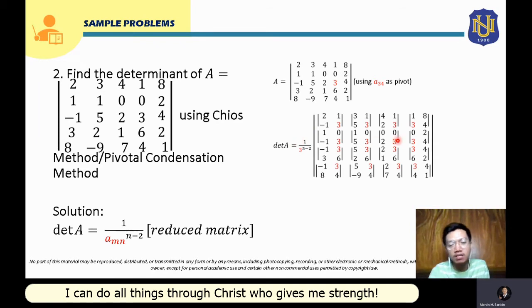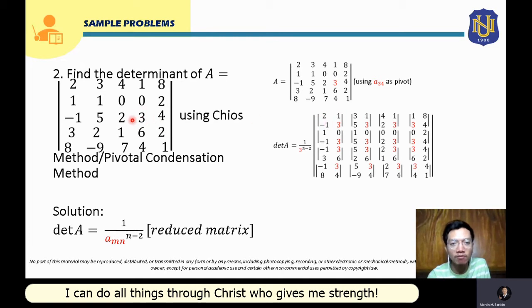Now for our reduced matrix. Again, it will be formed by determining the determinants of these 2 by 2 matrices, following the pattern that I mentioned from the previous example. In this case, our pivot is 3, this element. This element will be included in all of these 2 by 2 matrices in our reduced matrix.